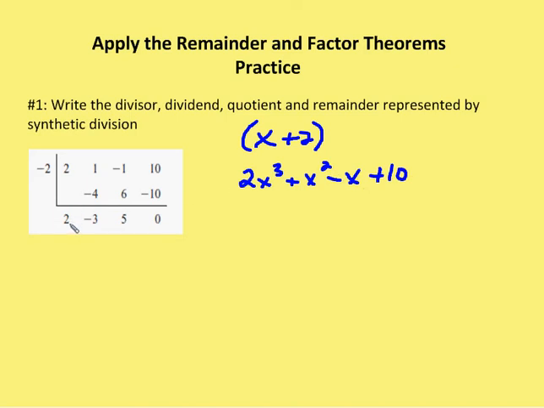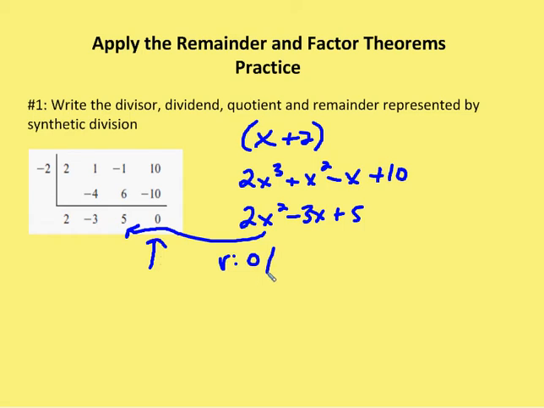Then my quotient is going to be 2, -3, and 5. So I have 2x squared minus 3x plus 5. This represents the value that's left over as part of the synthetic process, which represents my quotient. And then finally I have a remainder of 0. So my remainder is going to be 0 divided by x plus 2.